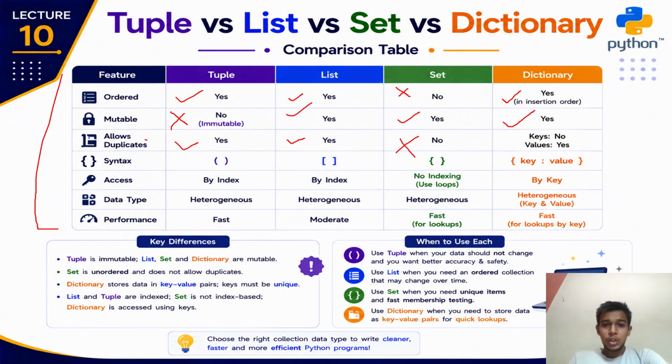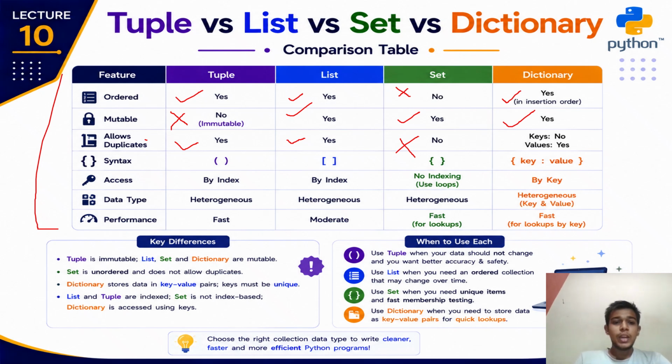So, the tuple uses round brackets or parentheses. The list uses square brackets. Set uses curly braces. And a dictionary also uses curly braces, but inside the curly braces, key and colon, then value is there. So remember both sets and dictionary use curly braces, but dictionary always contains key value pairs.